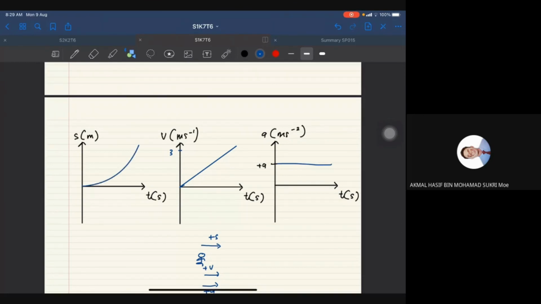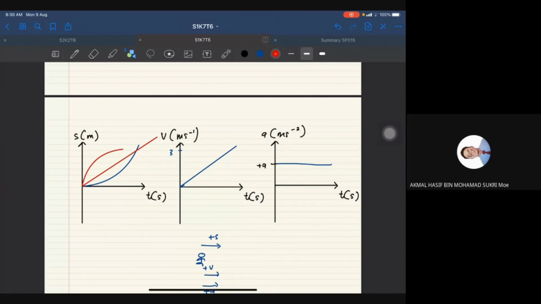Okay, so S is positive. So kalau positif dia belah atas. Okay, even if it is positive, dia ada banyak shape lah. It can be like this, quadratic like this. It can be like this. Or it can be a straight line like that. So ada 3 shape yang boleh for S.